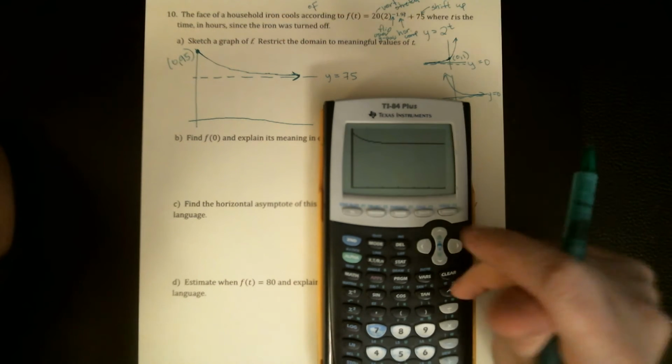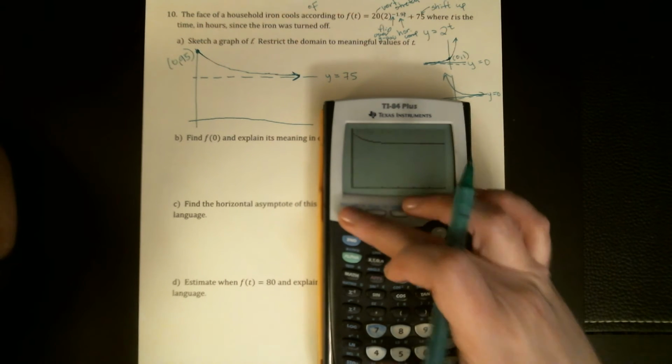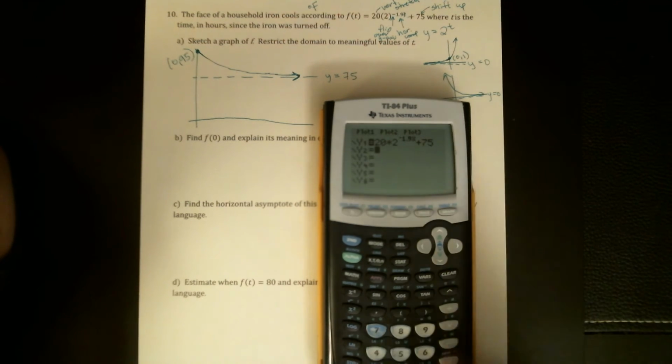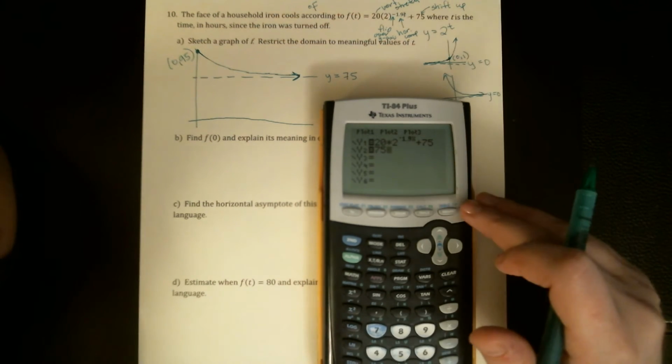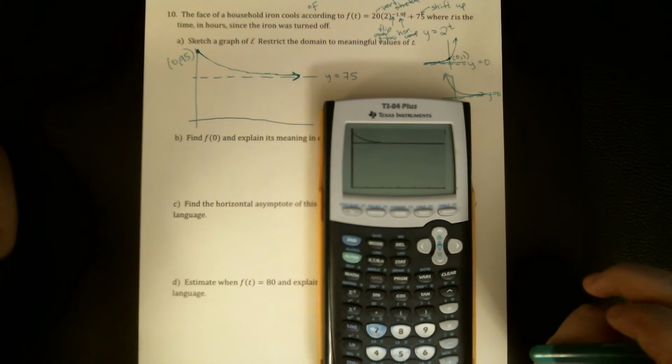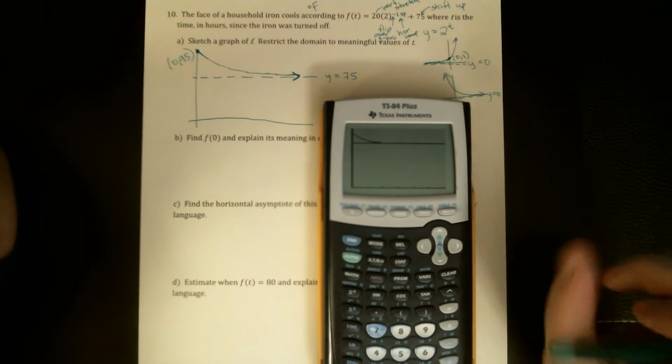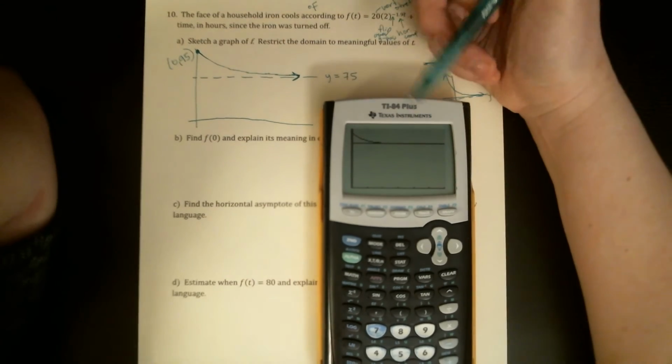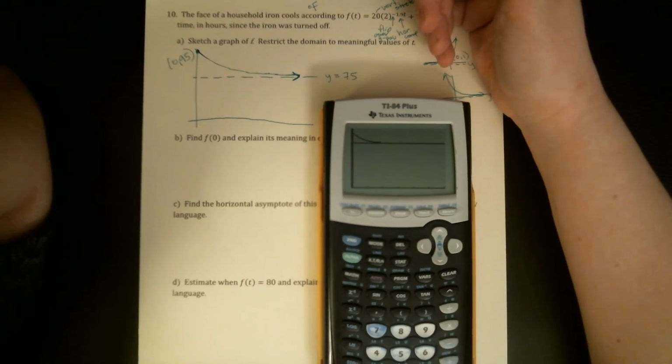That's looking pretty good. And if you really want to confirm, we claim that our horizontal asymptote was at 75. You can put that in your y2. And that looks great. That looks right, like where my graph is leveling off to 75. So I'm feeling pretty good about this.